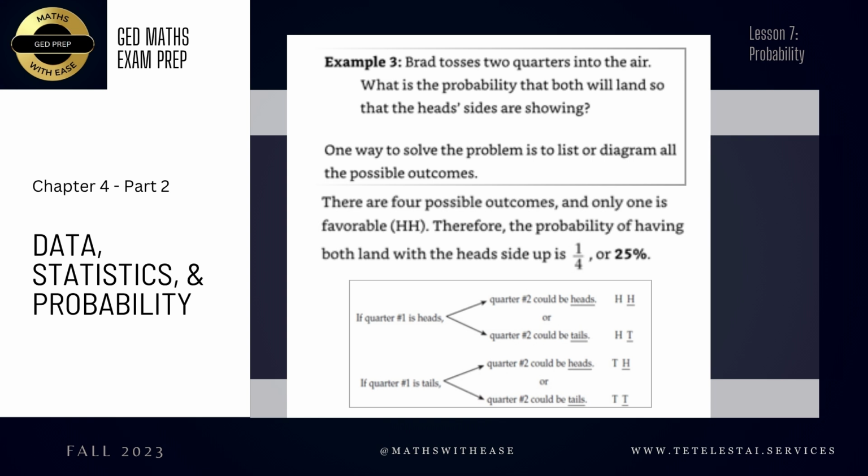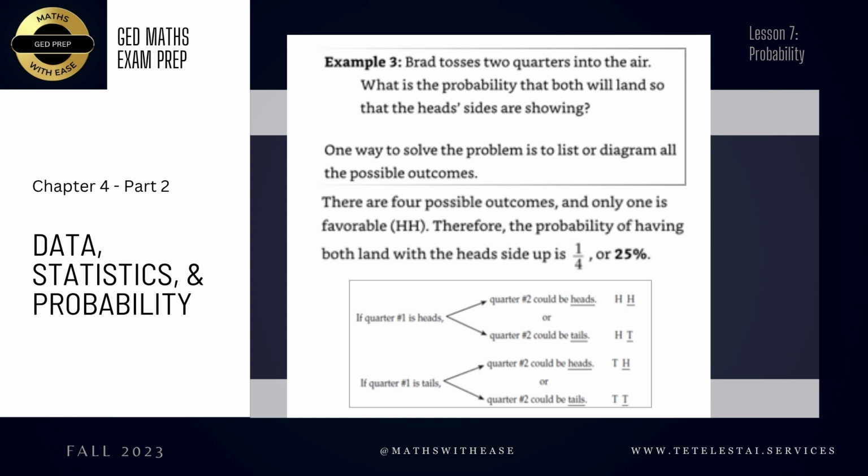And so we see that reflected here. All right. What happens if the first quarter is tails? First quarter landed back on his hand as tails. Well, there are two possibilities for the second quarter. Quarter number two could be heads as well, so we have a tail and a head, or quarter number two could also be tails, and so then we have two tails, right?